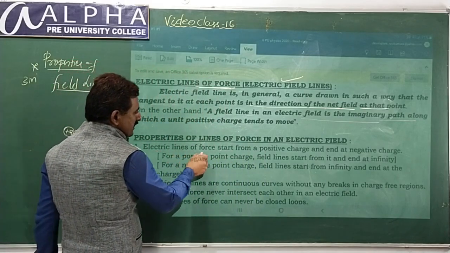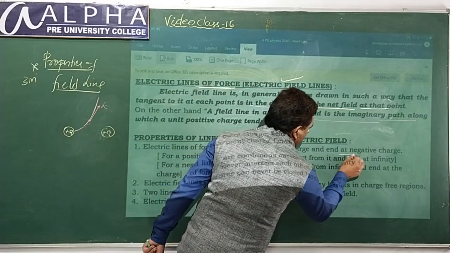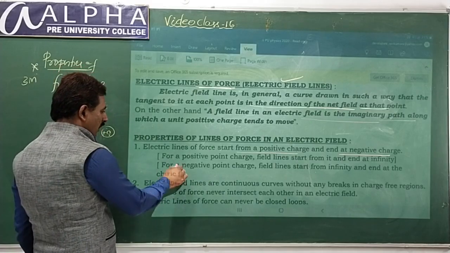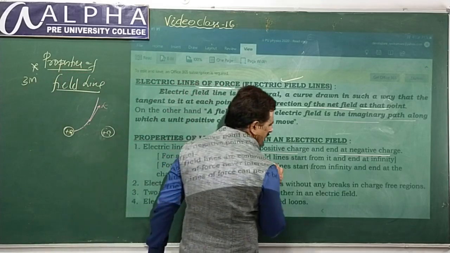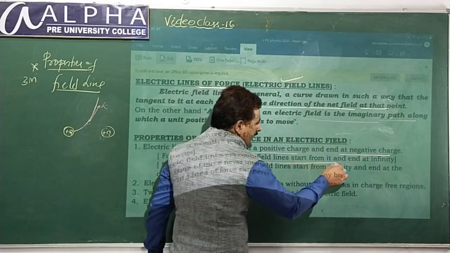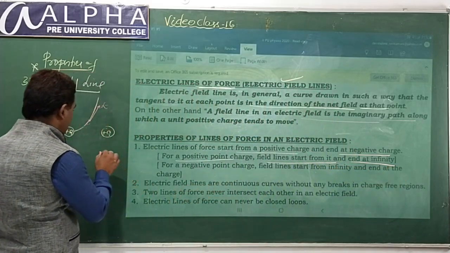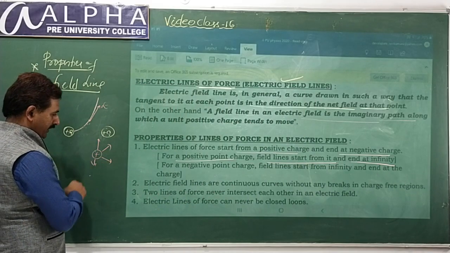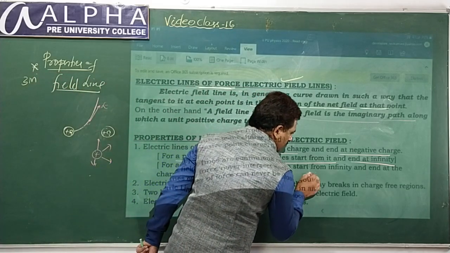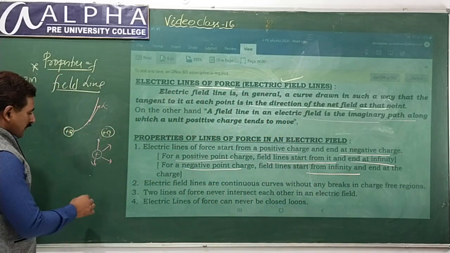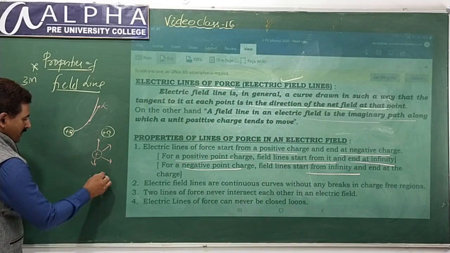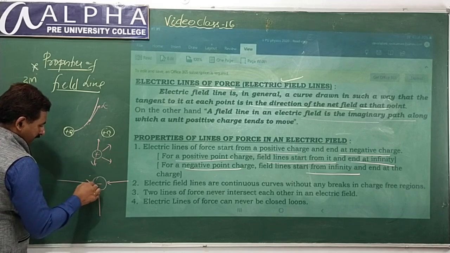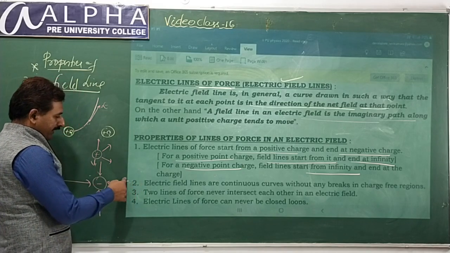Electric field lines start from a positive charge and end at a negative charge, when you consider a positive and a negative together. For a positive point charge, field lines start from it and end at infinity. For a negative point charge, field lines start from infinity and end at the negative charge. That's why they start from infinity and end at the negative charge.